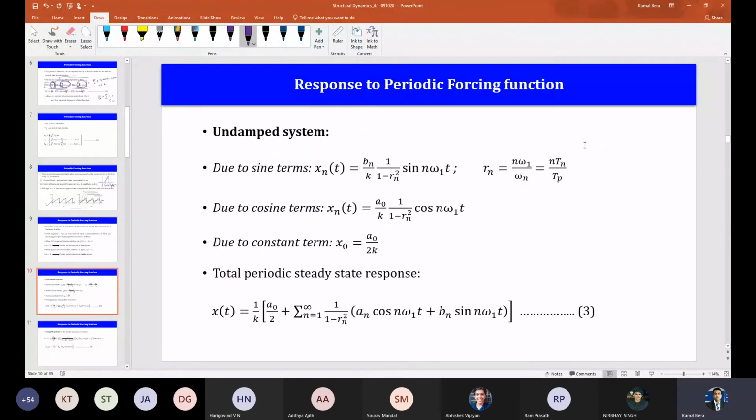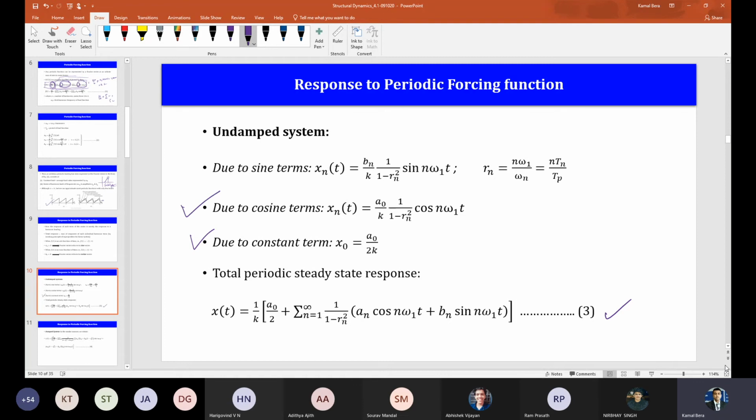For an undamped system, we can find the response due to the sine term, which we already know, and due to the cosine term, which we already know. Due to the constant term, as someone told, it is a naught by 2k. The total response to the periodic load is just the sum, so I have added and combined it and written it in a proper manner. That's all. Don't be confused or surprised by this expression. It is a very simple expression, where the individual terms are added.